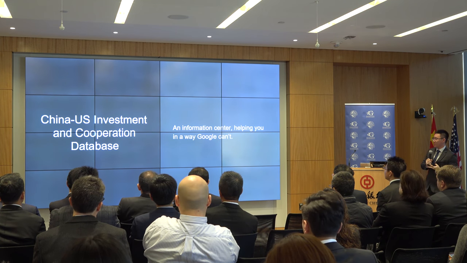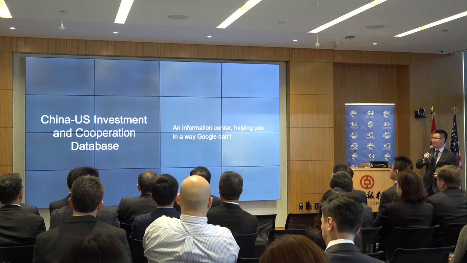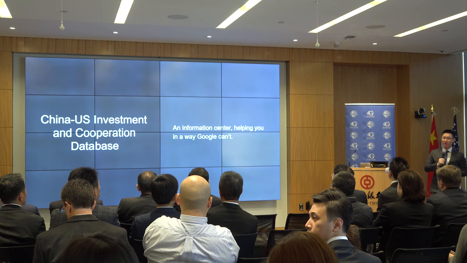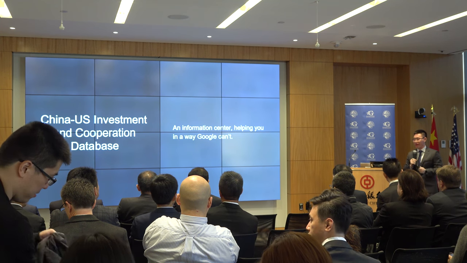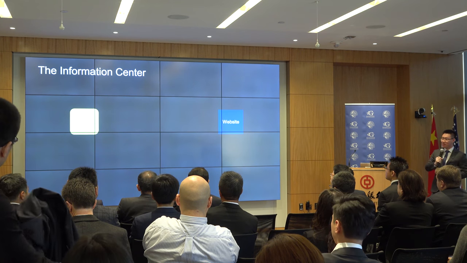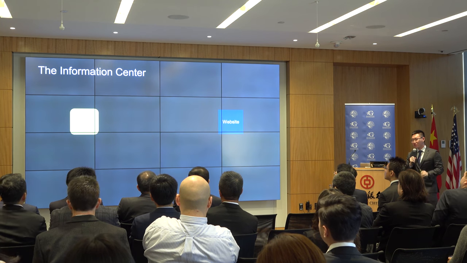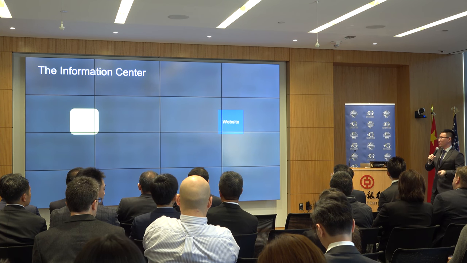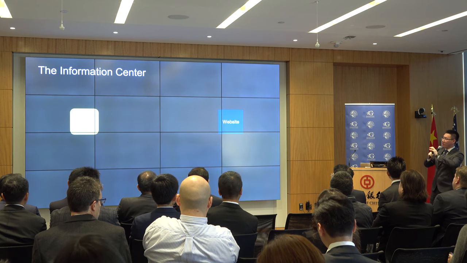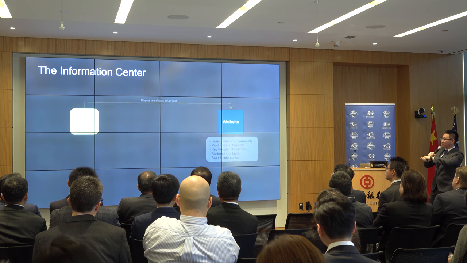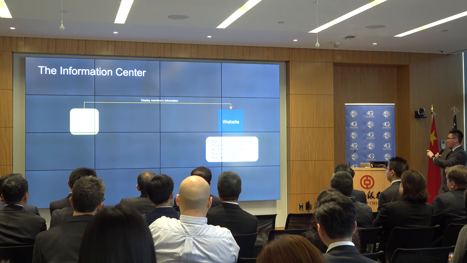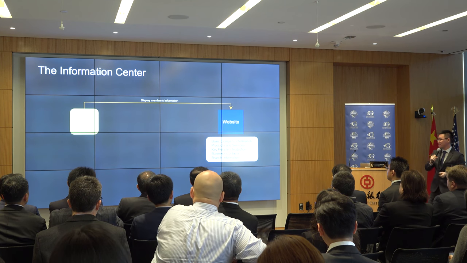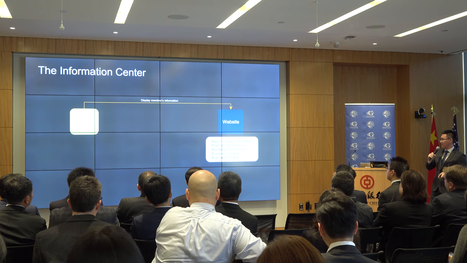And next, I'm going to introduce the China-US Investment and Cooperation Database. This is the information center that can help you in a way Google can't. Sometimes we are looking for some information, and intuitively, you go on Google. But sometimes the information on Google is not what you want. That's why we have this one. Our members can post their information on the website, including basic company information, products and services, key people introduction, business contacts, and branch information.